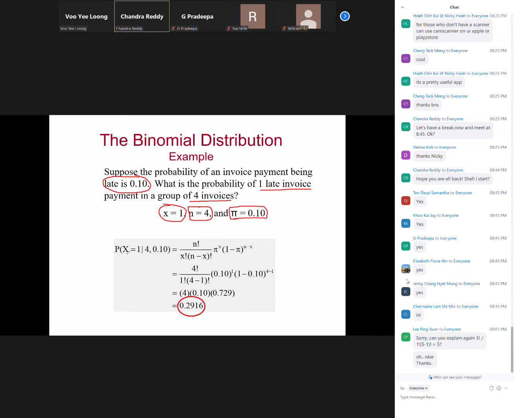So what is the probability of X equal to 1, given n is equal to 4 and pi is 0.10? The formula for the binomial distribution is nCx, then pi to the power of x, then 1 minus pi to the power of n minus x. This is the binomial distribution mathematical formula. We know n, x, and pi, so substitute everything back into the expression and calculate. The final answer is a probability of 0.29, or 29%, that one late invoice payment will be in a group of 4 invoices. So the probability of one late invoice will be around 29.2% in a group of 4 invoices.